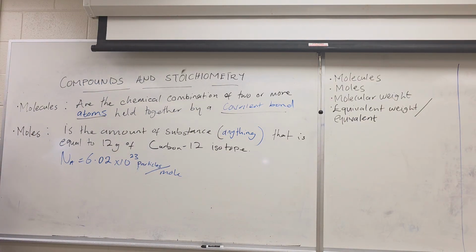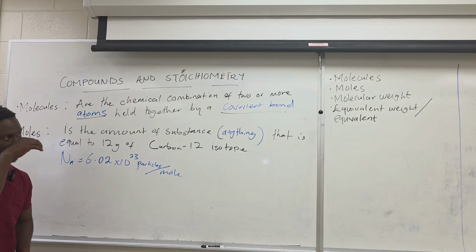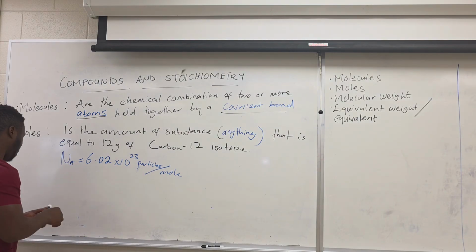So a mole is the amount of substance, that is anything, that is equal to 12 grams of carbon 12 isotope. And the 12 grams of carbon 12 isotope contains this amount of particles, 6.02 times 10 to the power 23 particles. So after that, let's move on to molecular weight.